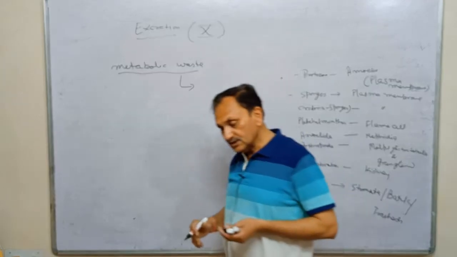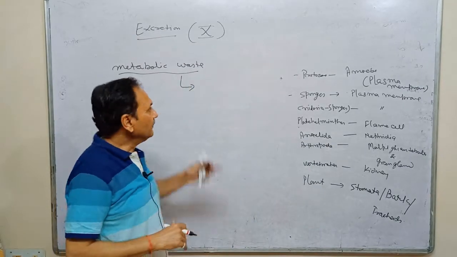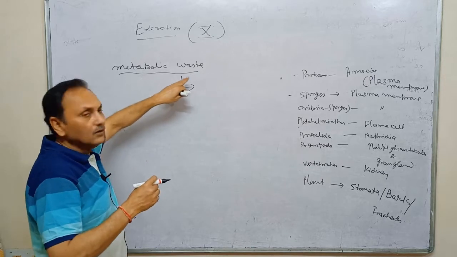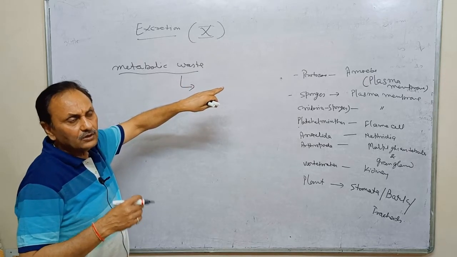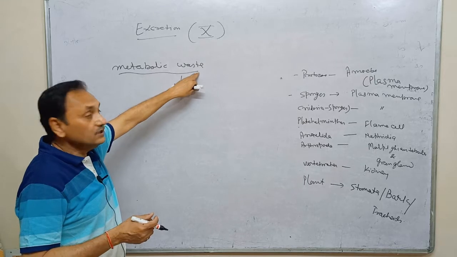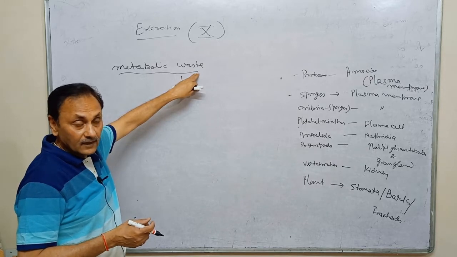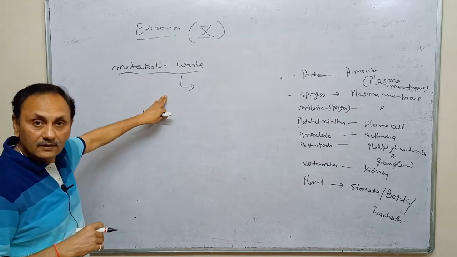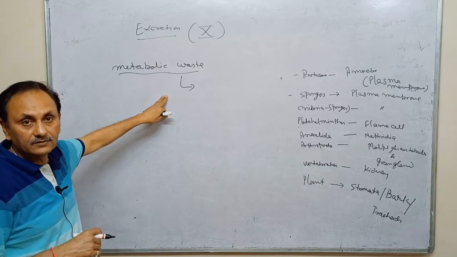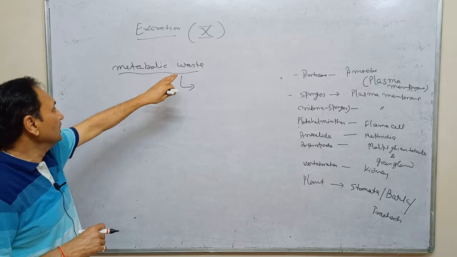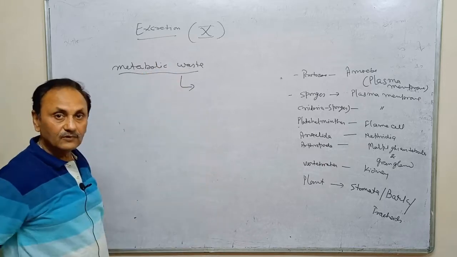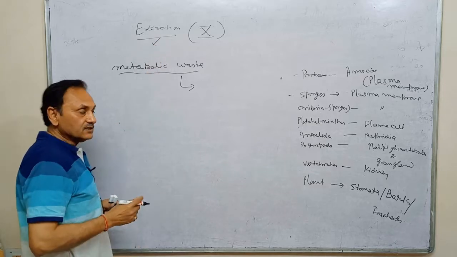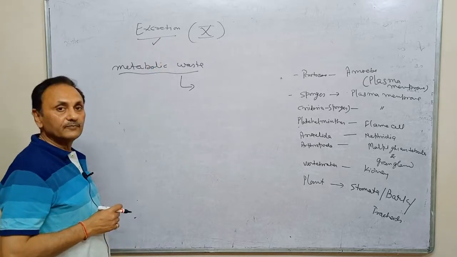So it is very much essential that if metabolic activity takes place, there should be a release of the harmful or unusable substances. It is essential to get rid of them. If they accumulate inside the body, they may have a harmful effect. The process by which we get rid of that metabolic waste is called excretion.